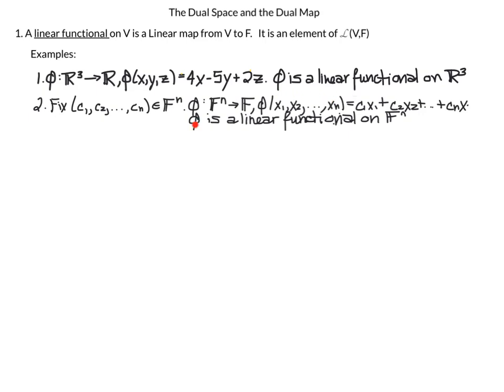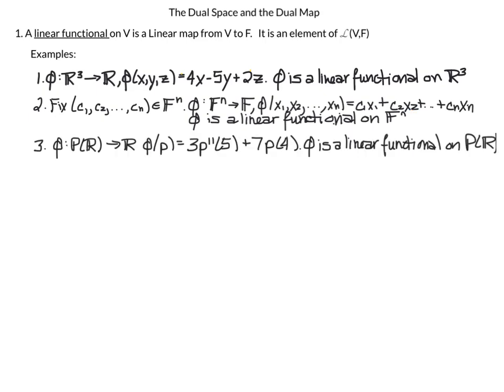And we see that phi goes from F^n, our x1, x2, up to xn, and it maps to our real number here, the linear combination. Example 3 is the linear functional that goes from the vector space of polynomials over real numbers to real numbers. So phi will take a polynomial p and map it to 3 times p double prime evaluated at 5 plus 7 times p evaluated at 4. We see that phi is a linear functional on P(R). It takes a polynomial and then it gives us a real number.